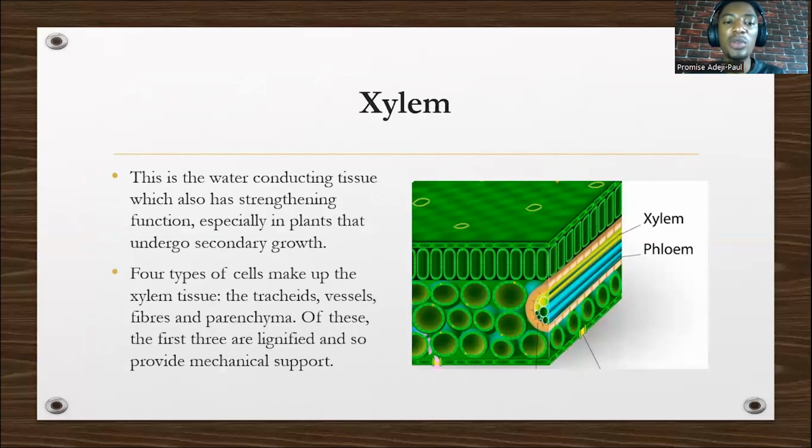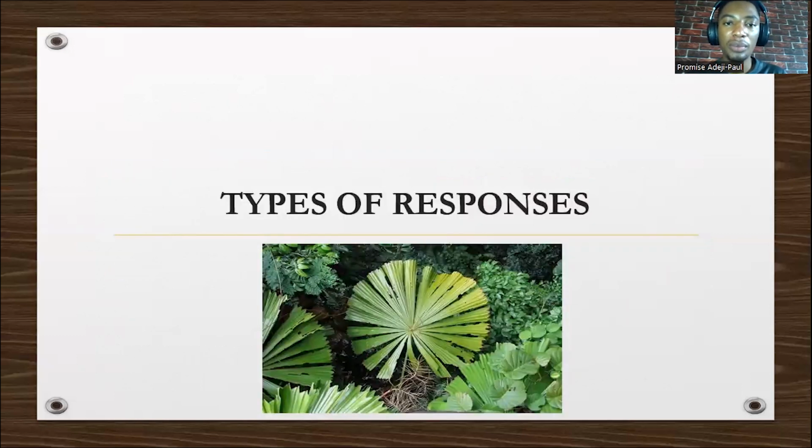So what about xylem? Xylem is the water conducting tissue that also helps to strengthen the plants. We know that xylem conducts water from the root to other parts. Once it conducts water, it becomes filled with water and it helps to support the plant, especially in plants that undergo secondary growth. So those are plants where xylem is usually found. There are four types of cells that make up the xylem tissue: the tracheids, the vessels, the fibers, and parenchyma. Of these, the first three are lignified, and they also provide mechanical support. So they are all lignified except parenchyma.